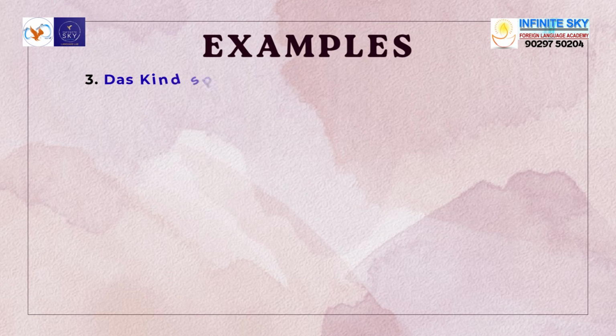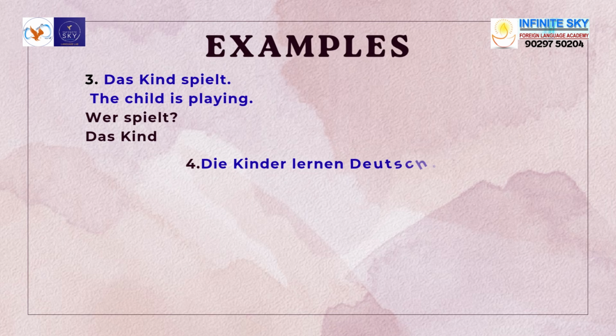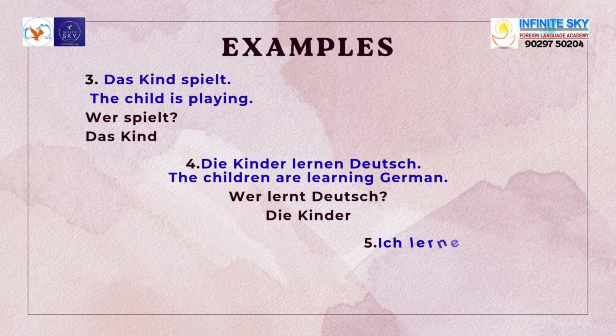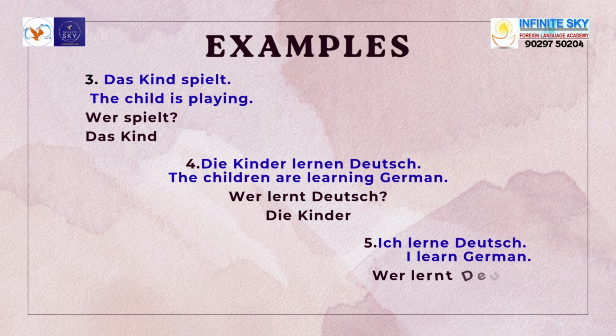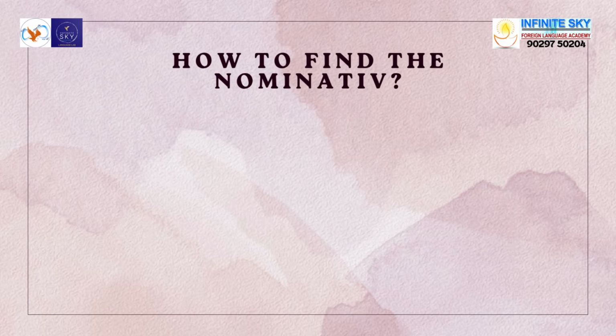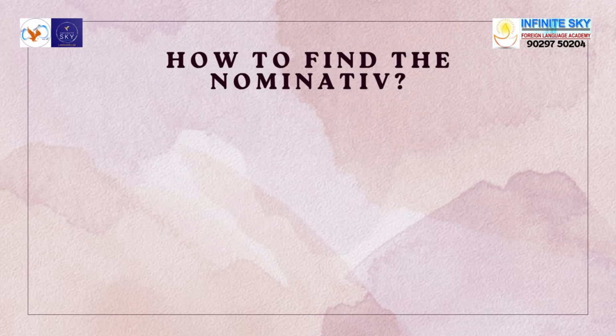Das Kind spielt. Wer spielt? Das Kind. Die Kinder lernen Deutsch. Wer lernt Deutsch? Die Kinder. Ich lerne Deutsch. Wer lernt Deutsch? Ich. To find the nominative, here is a simple trick that works almost every time.